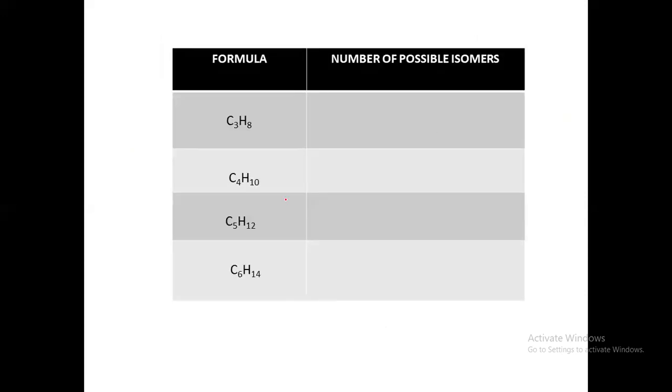Now, like we know already, we discussed this one having 1 possibility, 2, 3, and 5. So already we discussed this one. So now you'll see how to draw the 3 isomers for C5H12 and the 5 possibilities for C6H14. Okay, we'll start with C5H12.